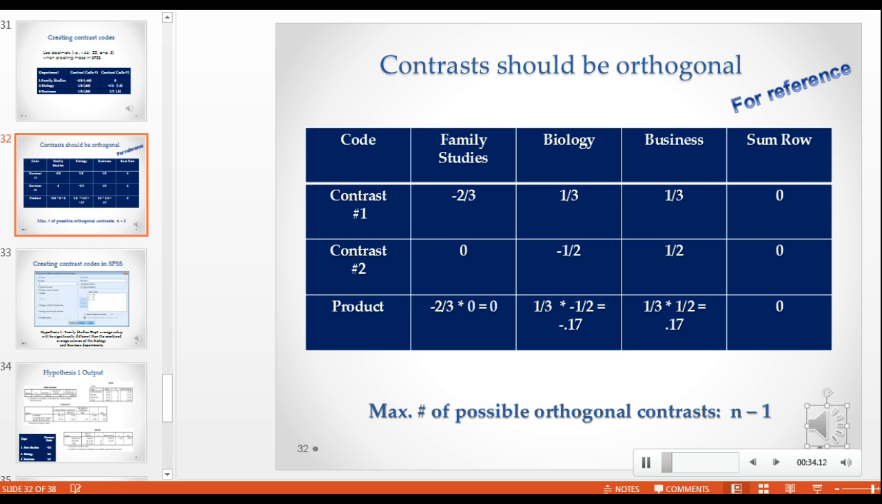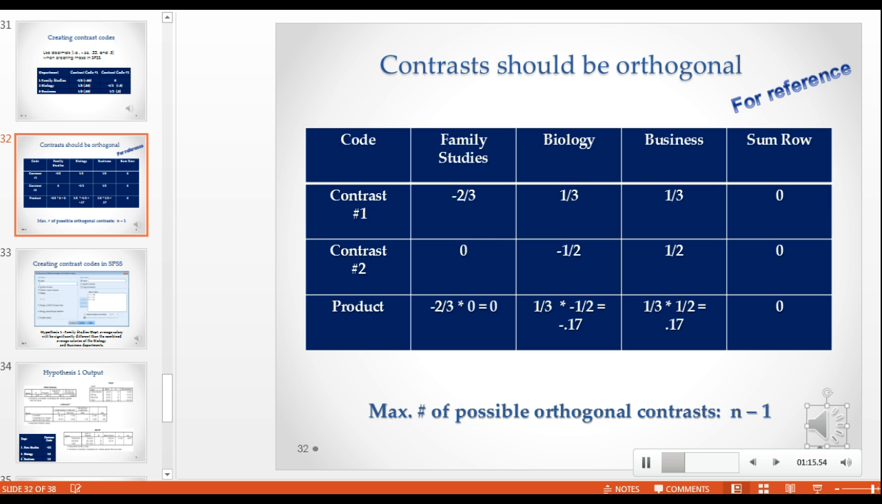So we have contrast codes 1 and 2 on the far left for the rows, and across the top the columns are the different departments in our study, or the different groupings. We have family studies, biology, and business across the top, and then a column at the very end on the right that tells us the sum of those weights. We are creating our contrast weights in order to properly test our hypotheses when we're comparing means across these groups. So contrast number 1, recall, is negative 0.66, positive 0.33, and positive 0.33.